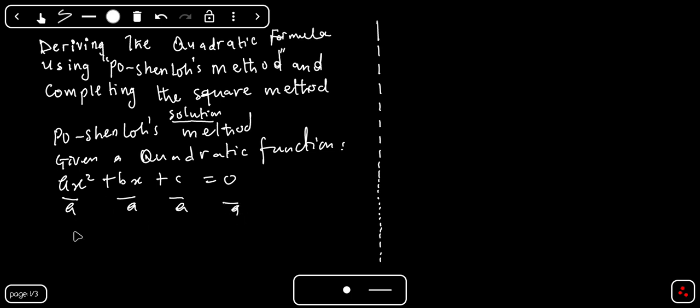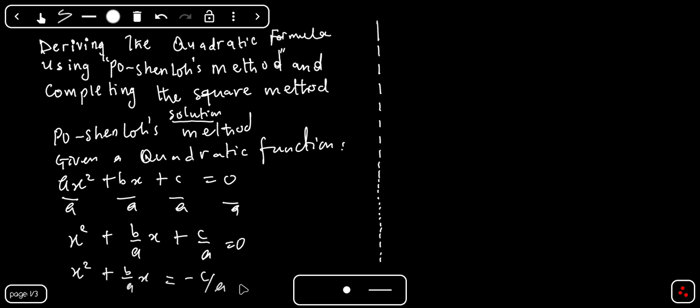So we are going to have x squared plus b over a multiplied by x plus c over a equals 0. Also, you can subtract c over a from both sides, and we are going to have x squared plus b over a x is equal to minus c over a.